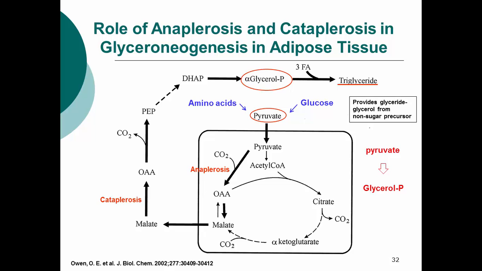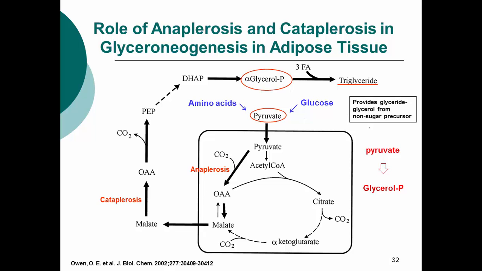So this slide shows glyceroneogenesis, which means that the cells of our body are able to utilize amino acids or glucose to make glycerol backbones for triglyceride synthesis, right? So this whole process shows how amino acids and glucose can be converted to glycerol phosphate, which is the backbone, remember, for triglyceride synthesis, right? And first of all, both the amino acids and glucose can be metabolized to pyruvate, and then transported to mitochondria.